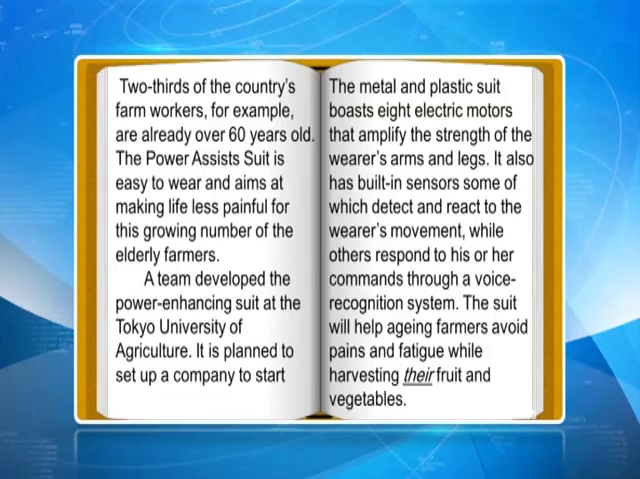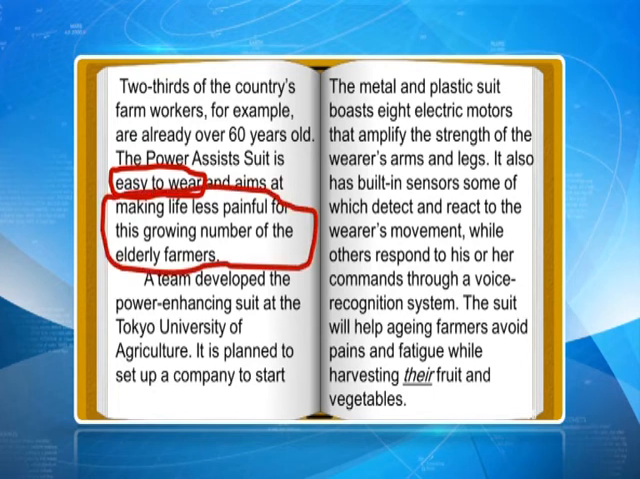2/3 of the country's farm workers, for example, are already over 60 years old. The power assist suit is easy to wear, so this is one advantage, and aims at making life less painful, which is another advantage for this growing number of elderly farmers. A team developed the power-enhancing suit at the Tokyo University of Agriculture. It's planned to set up a company to start the metal and plastic suit, boasts 8 electric motors that amplify the strength of the wearer's arms and legs, which is another advantage.